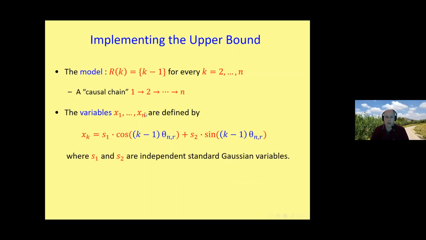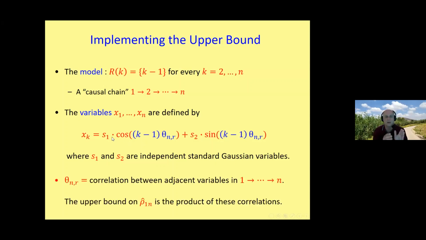What are the variables? Well, again, you take x1 and xn. Each one of the variables can be defined as a linear combination of two independent standard Gaussian variables, where S1 really coincides with X1. As you move down the chain, the variable in question puts a higher weight on S2 and a lower weight on S1. The reason we have these cosine and sine operations here is that when you calculate the correlation between adjacent variables in the chain, for example, the correlation between x1 and x2, the correlation between x2 and x3, and so forth, you see that this pairwise correlation between adjacent variables is exactly this theta n r.